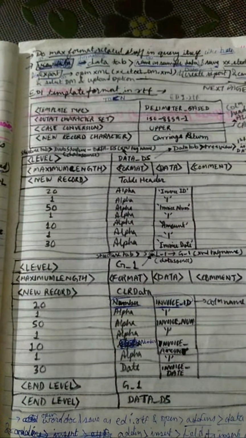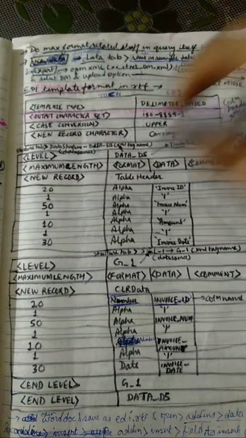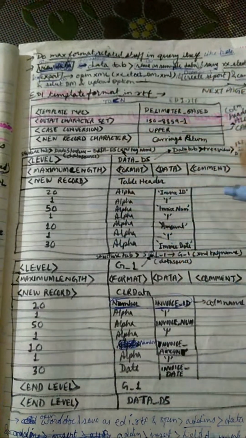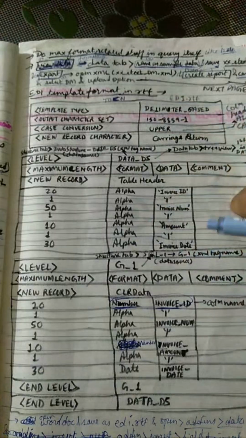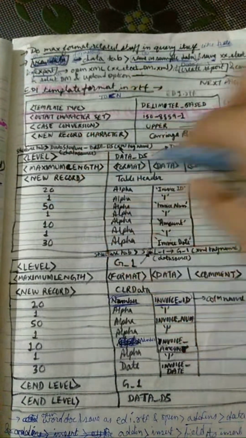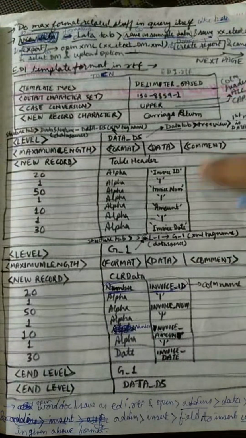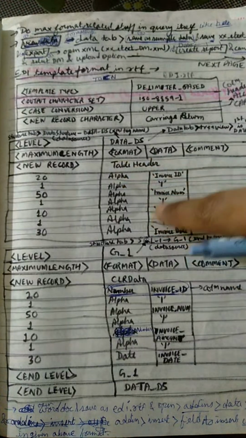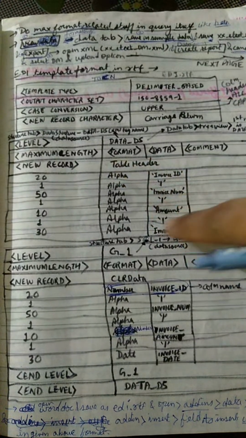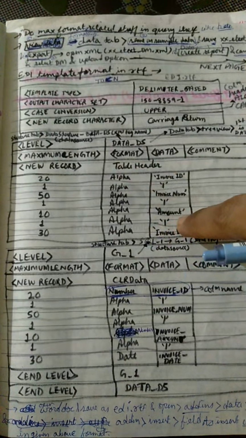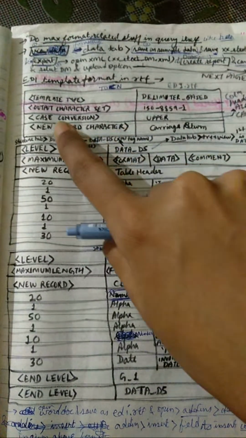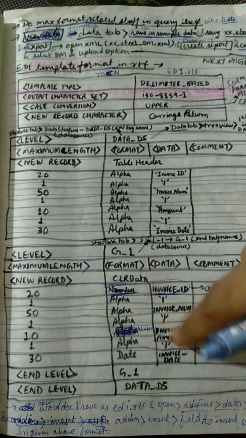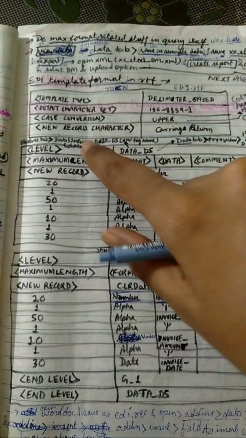For example, the first line in my output is the column names, which are differentiated by a delimiter. Everything should come in capital letters. The first portion is for my table header, which I have written here. So invoice ID, invoice number, amount, invoice date, everything should be in capitals. That's why I have given case conversion as upper. Even the column names and any value that comes should be in capital letters.